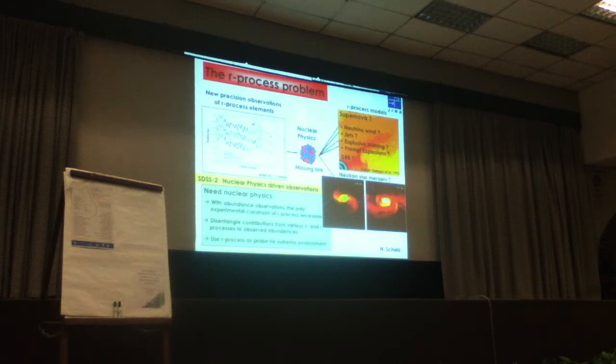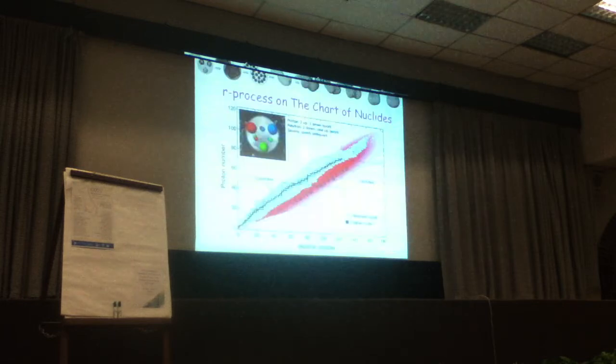In any case, it's clear that you cannot make a rapid neutron capture process in a stationary kind of scenario. It has to be some fairly violent explosive scenario. Okay, so that's the problem. How do we solve it?